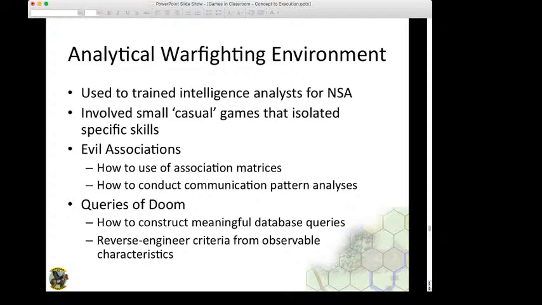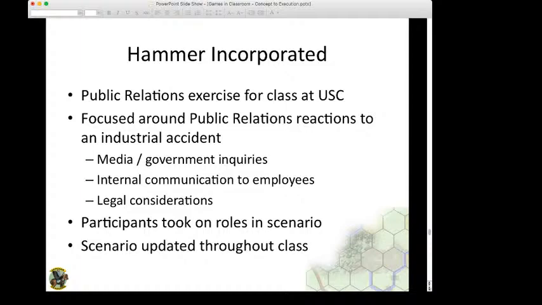Hammer Incorporated was a PR exercise for a class at the University of South Carolina. It was focused around PR reactions based on an industrial accident. And so we had people in the classroom playing different roles. Here's the media person. Here's a family member of someone who works at the factory. Here's the lawyer for the company that owns the factory. Here's the public spokesperson for the company at the factory and whatever. So what happened was we gave everybody these different roles. We put the scenario up on screen.